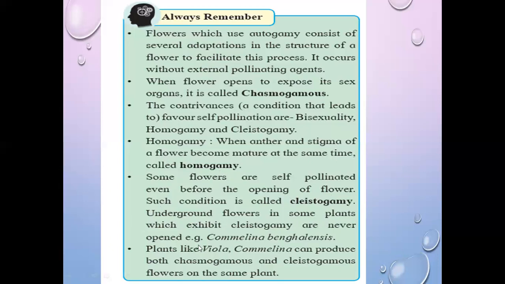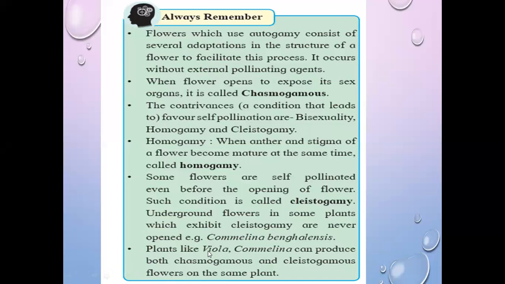Underground flowers in some plants which exhibit cleistogamy are never opened. For example, Commelina benghalensis. So it is the name of the plant in which self-pollination takes place, but flowers are not opened. Okay, these are the underground flowers in some plants which exhibit cleistogamy. So you should remember this. There is no need of opening of flower for pollination. The self pollination is done inside the flower only when it is closed or in bud condition.